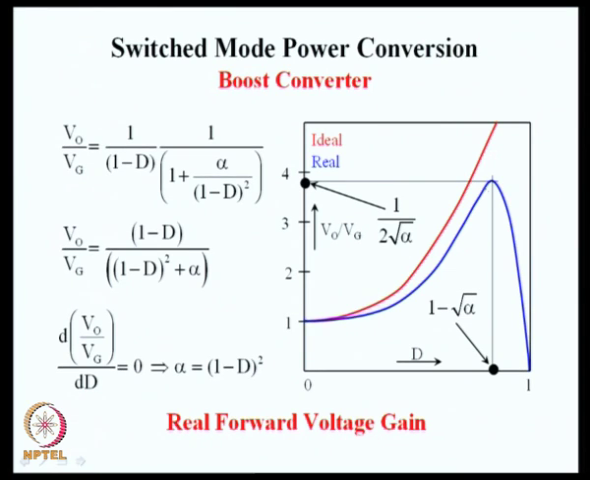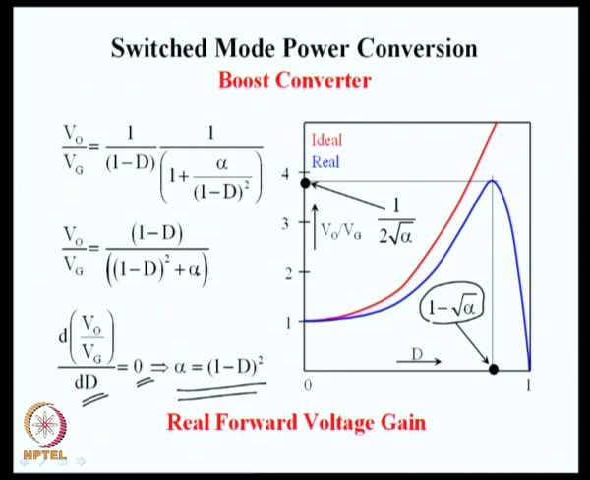This is very simple to do because this is a simple function in d and alpha. If you want to find out at what value of d it reaches the maximum, this function has to be differentiated with respect to duty ratio and equated to 0, and that occurs when alpha is equal to (1 minus d) whole square. In this function, when the denominator terms are equal, that is when the maximum gain is reached, and that duty ratio is 1 minus root alpha.